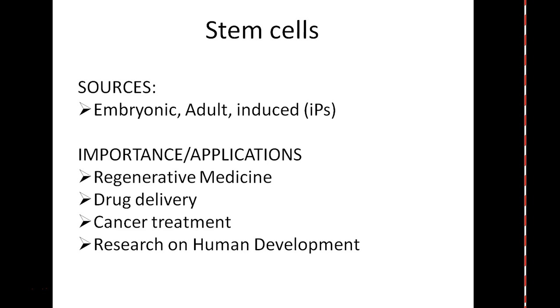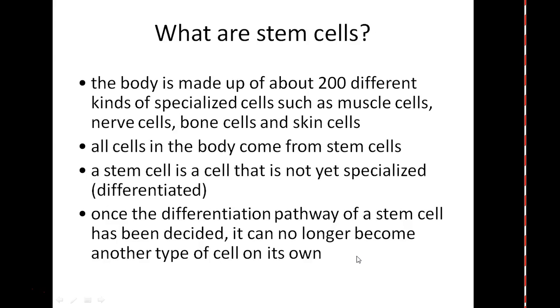So stem cells. There are 3 major sources: embryonic stem cells, adult stem cells, and induced pluripotent stem cells. And we'll talk about the applications in regenerative medicine, drug delivery, cancer treatment, and human development. So what are stem cells?